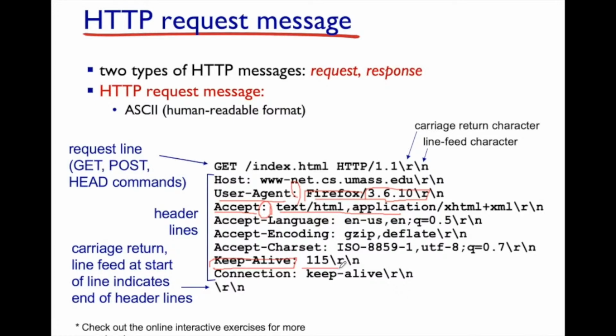Similarly, Keep-Alive is also a predefined attribute. The value 115 is saying let's keep the connection alive for 115 seconds if there are no messages being sent. Connection indicates the type of connection the client is wishing to establish. It's the keep-alive kind of connection. And so you see the syntax and a little bit of the semantics of an HTTP request.